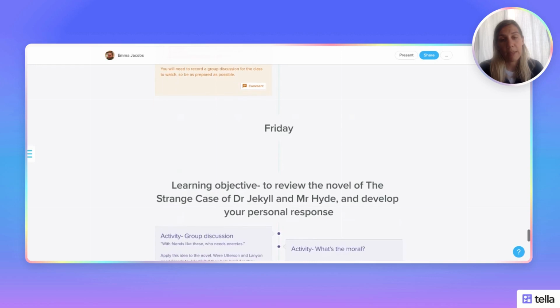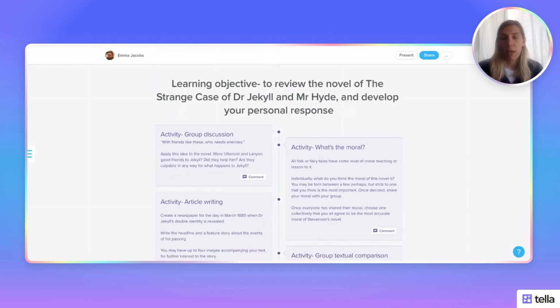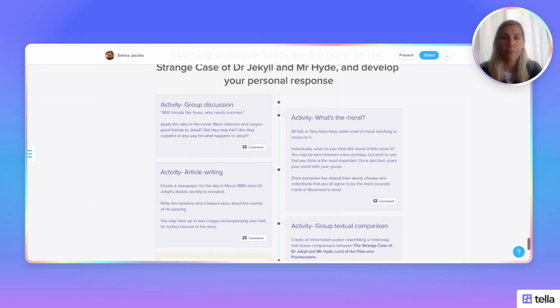And Friday is really flexible. Rather than give activities and resources, these are all suggested activities that you can use that really draw out that personal response and ask the student to really reflect on the novel as a whole and its purpose and meaning and writer's intentions, and really have a strong basis so that when they come to writing, they have a lot to say.